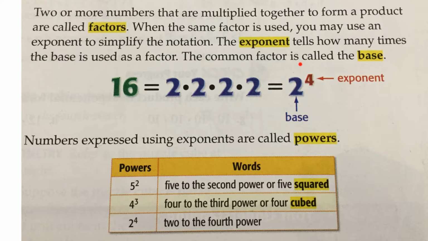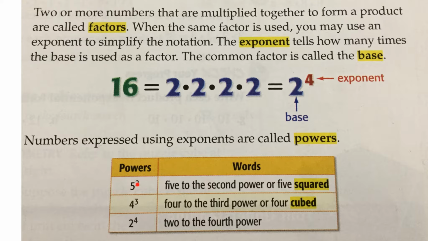This whole thing, the 2 is the base, the 4 is the exponent. All of it together, 2 to the 4th power, we call that a power. Numbers expressed using exponents are called powers. So right here are some different powers. How would we say this? 5 with a little 2 for an exponent.